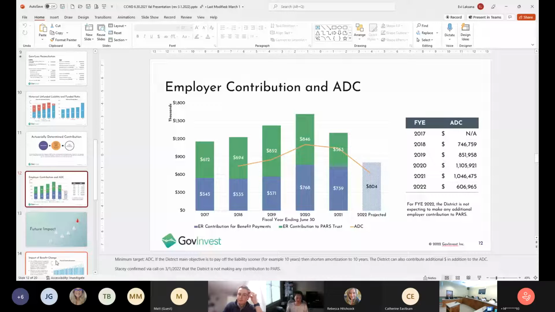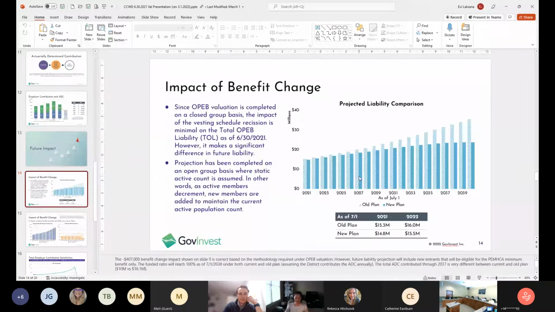So Michael, did you say that because we changed our benefits, eventually, when everybody working here today is retired and gone, the liability for any kind of retirement is going to be so much less than what it currently is?